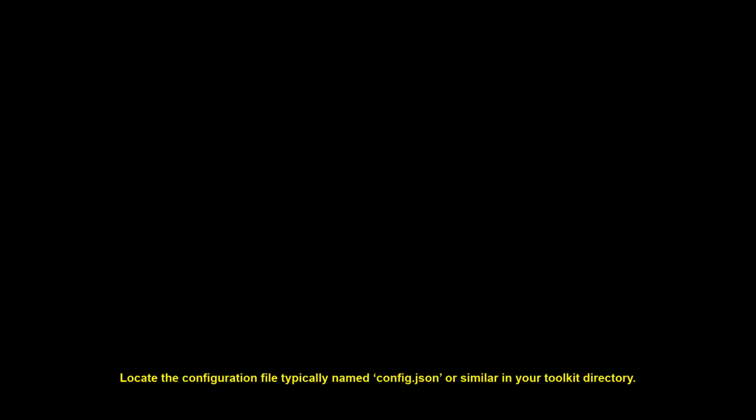Locate the configuration file typically named config.json or similar in your toolkit directory. Open the configuration file in your preferred text editor. Review the settings to meet your project requirements, particularly those related to image dimensions and formats. Make sure to adjust settings for the thumbnail and banner dimensions to ensure they are optimized for your platform. After adjusting the settings, save your changes and close the file.